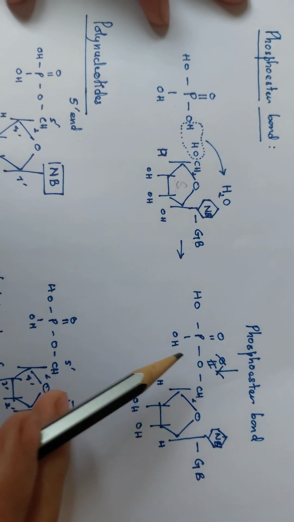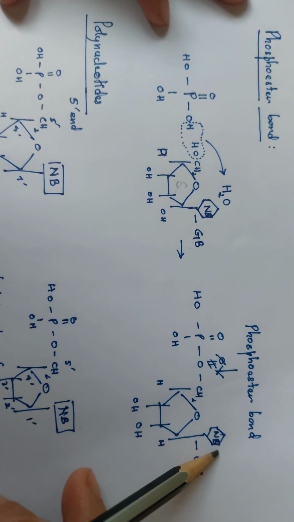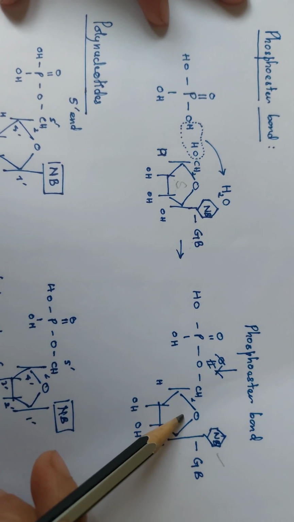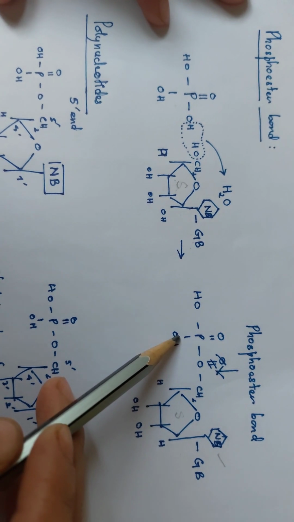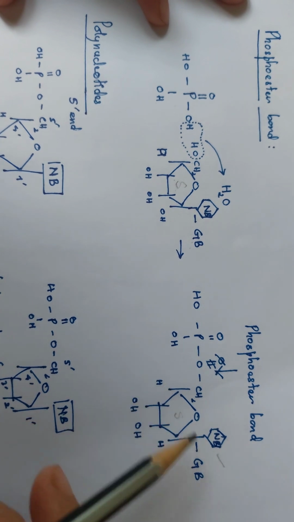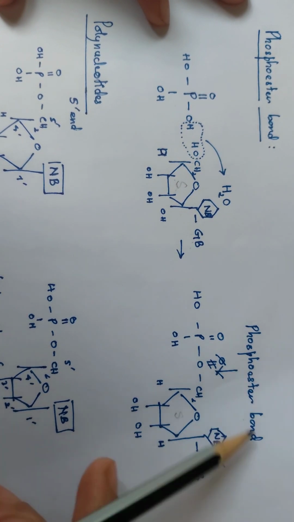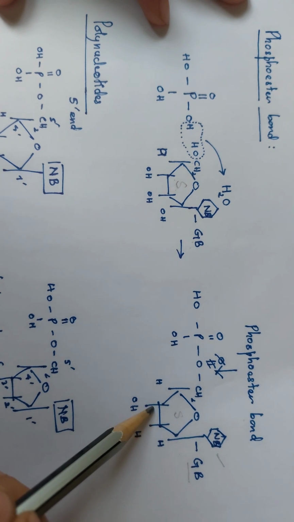So a complete nucleotide is formed. We see the presence of a nitrogenous base here, a pentose sugar, and then phosphoric acid. So these complete components of nucleotide are formed with the help of glycosidic bond and then phosphoester bond. So this is a unit or monomeric unit of a nucleotide.